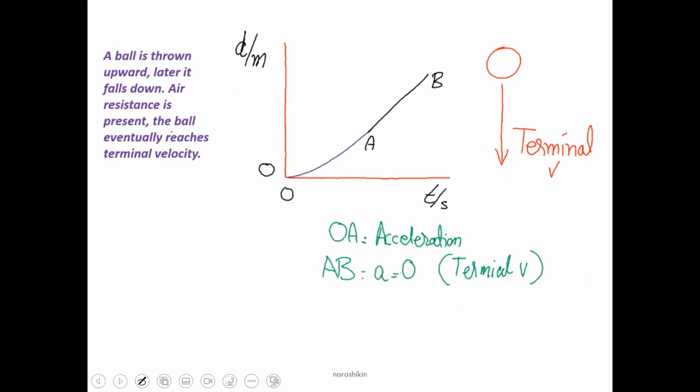Now, look at this sketch. A ball is thrown upward, later it falls down, air resistance is present, and the ball eventually reaches terminal velocity. This is a very important sketch. Terminal velocity is one of their favorite topics. Now you have to copy this screen.